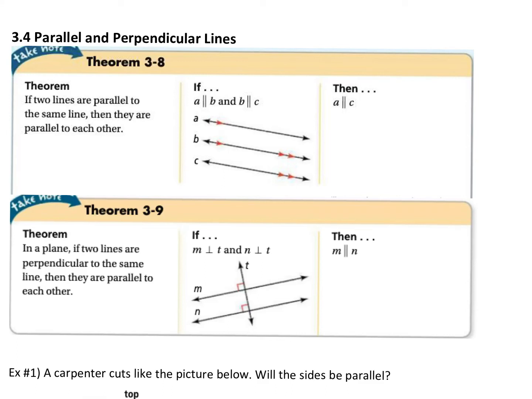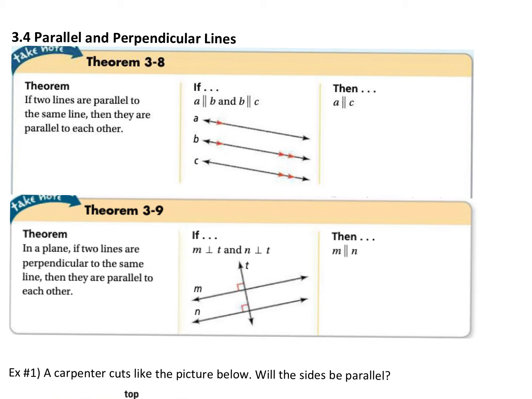So 3.4 heads in a new direction a little bit. It's very similar, but now instead of focusing so much on alternate interior, same side interior, corresponding, and alternate exterior angles, it's going to focus more on the lines, the transversal, the lines that we're working with. So parallel and perpendicular are the two main things that we're going to focus on.